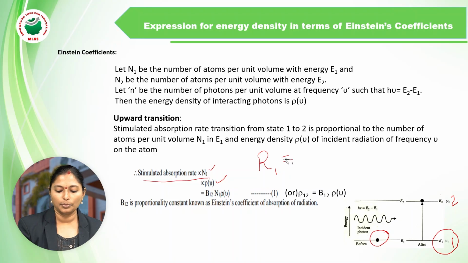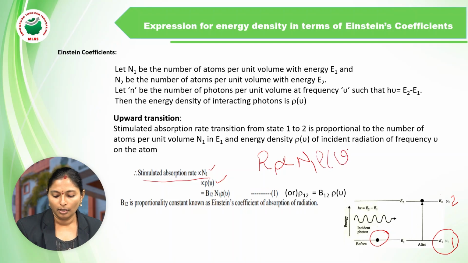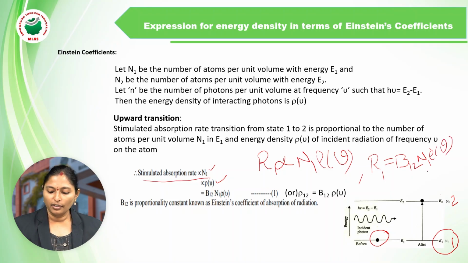The stimulated absorption is going to be proportional to the number of atoms in the ground state, and it also depends upon the energy density. So if you take off this proportionality, we are going to get some constant. That constant we are going to write as B12 N1 rho nu. N1 is the number of atoms in the ground state, rho nu is the energy density, and this one we are going to call the proportionality constant B12.